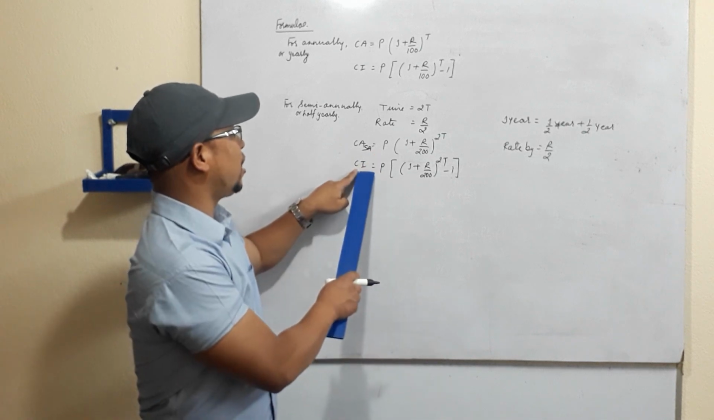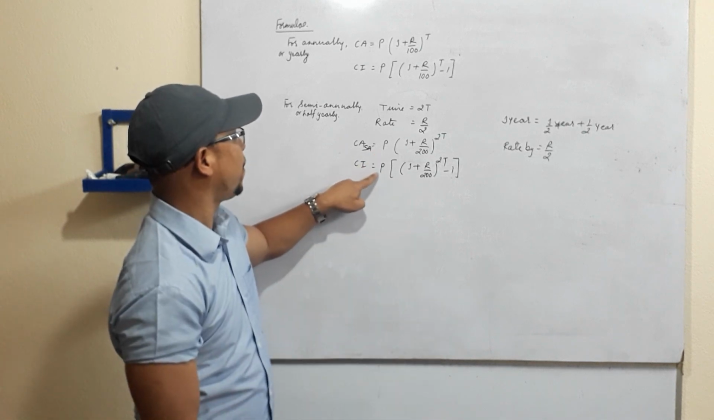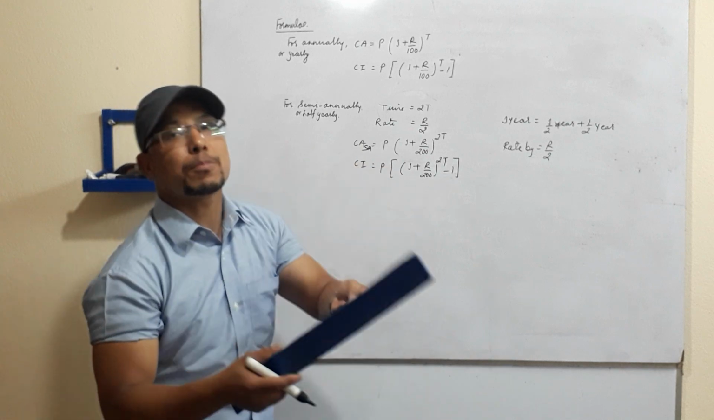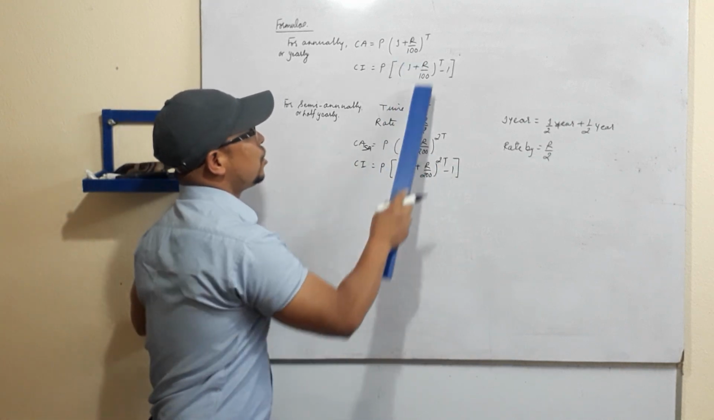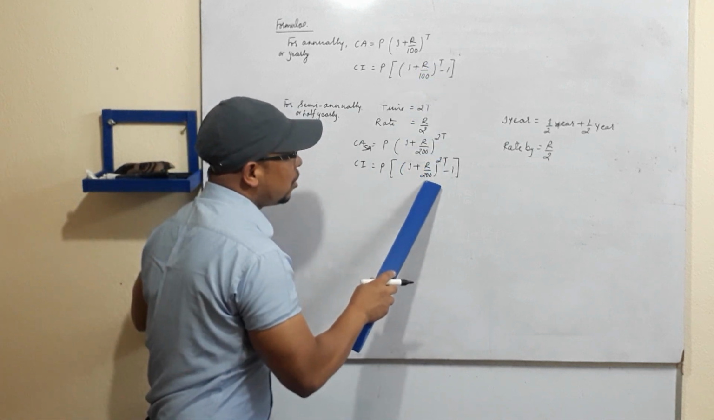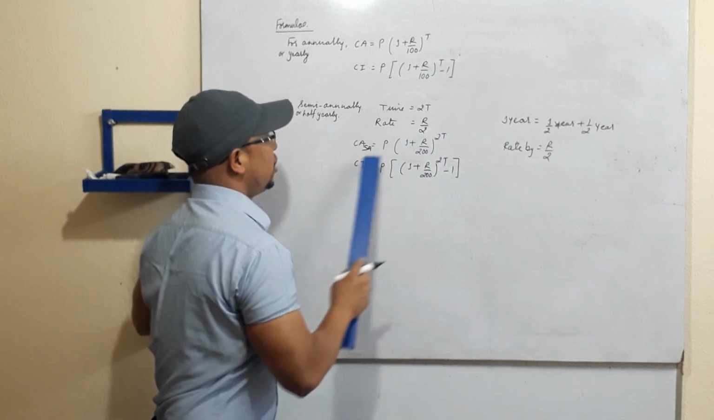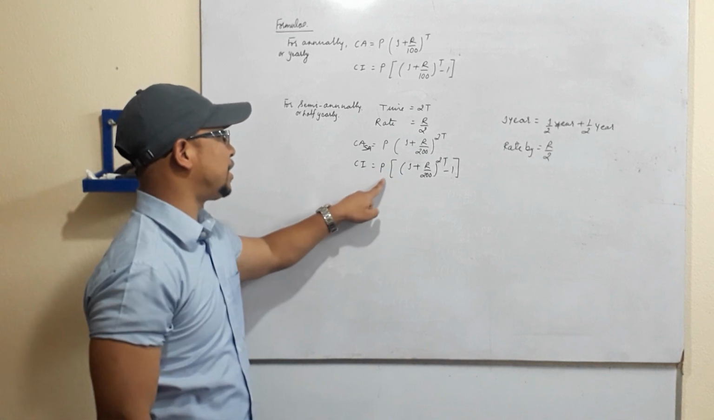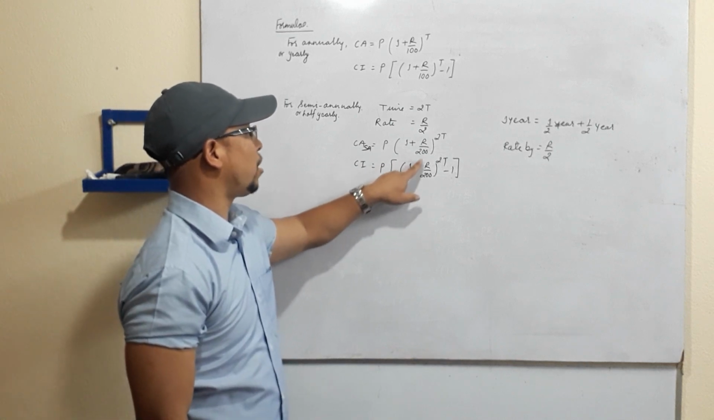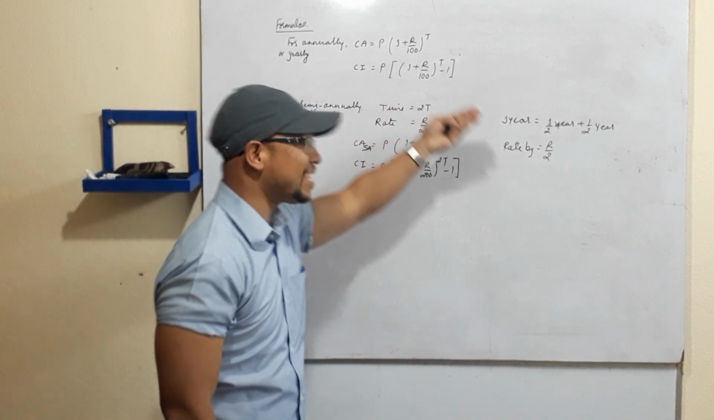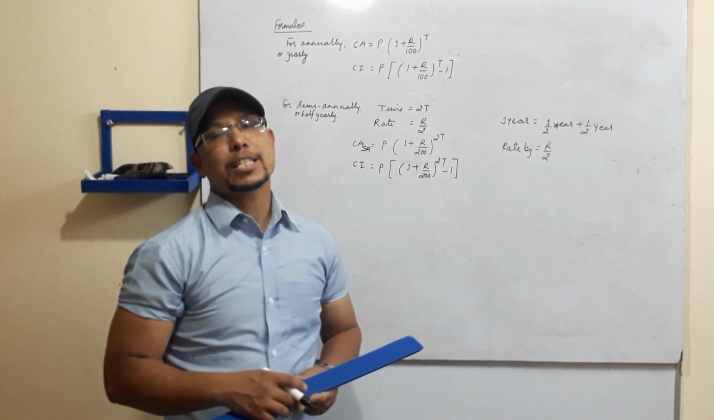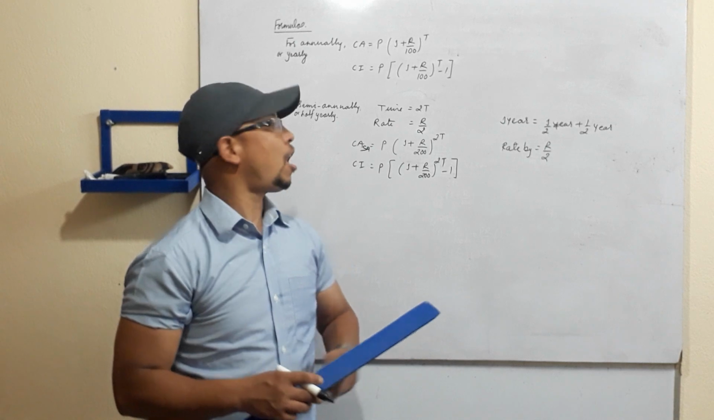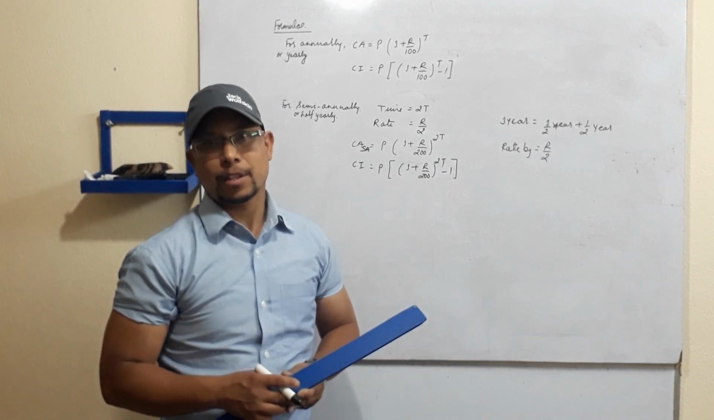And similarly, compound interest. Compound interest is compound amount minus principal. So P is common, and everything is the same. Just replace R by R by 2, so there is 200, and time is 2t. So compound interest equals principal times big bracket 1 plus R by 200 power 2t minus 1. Now in our next video we will be discussing how to use this formula. Thank you everyone.